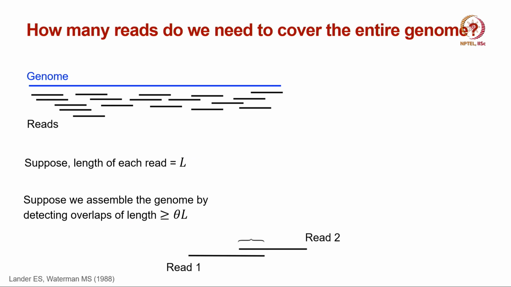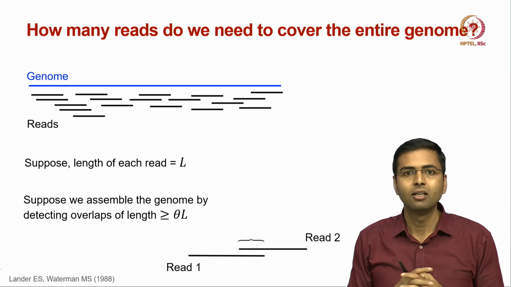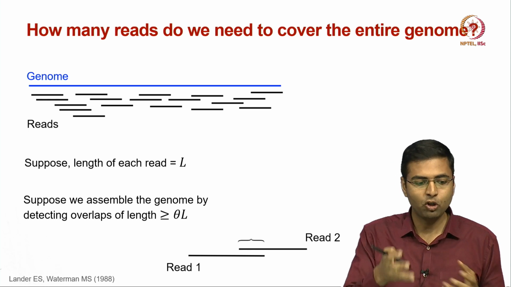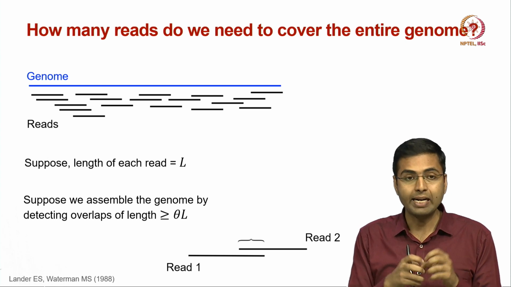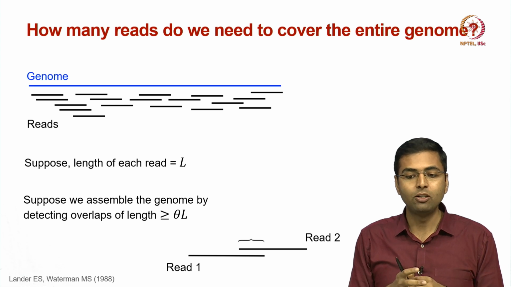Okay, so let us proceed. Now we can answer the main question that we want to ask. How many reads do we need to cover the entire genome? You have the genome sequence, you have the reads sampled from random positions of the genome, and how many reads do we need to cover the entire genome?